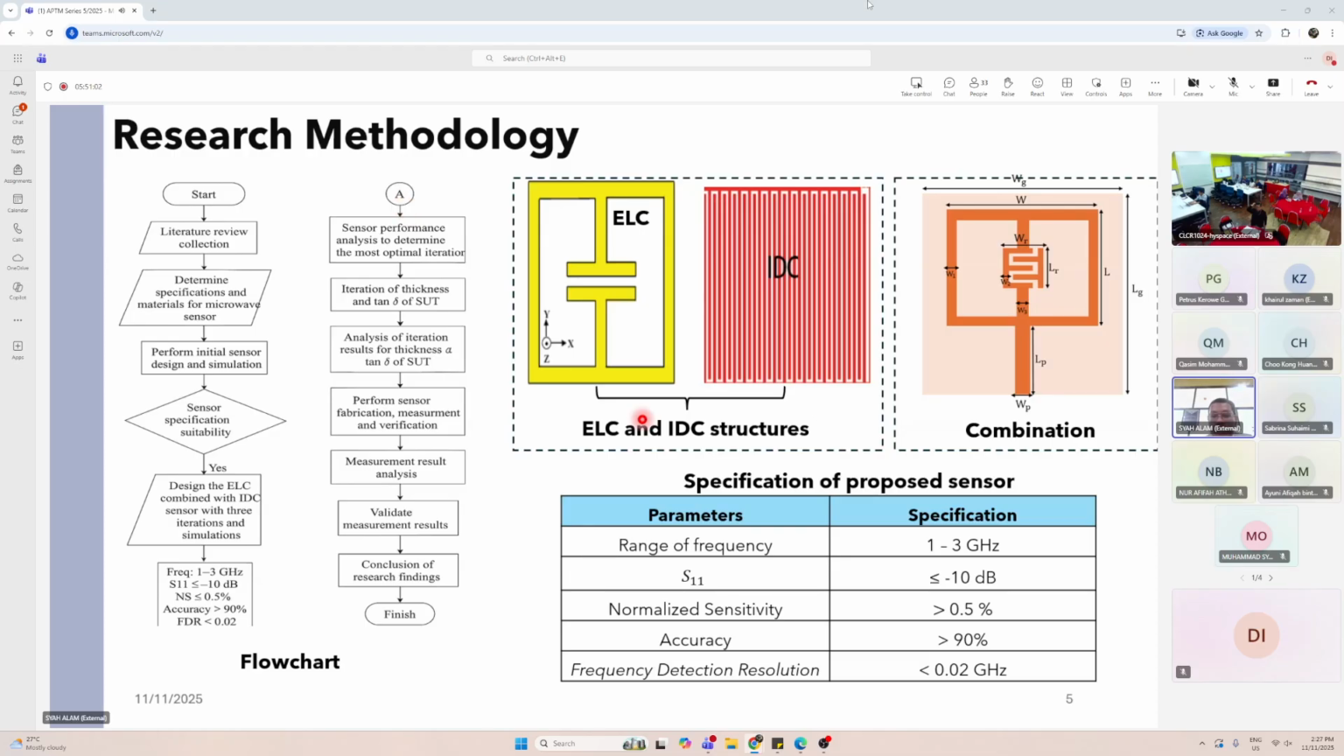And this is the structure of our sensor, the combination between ELC and IDC. If we can see here, this is the ELC structure. For the sensing area, we use the IDC structure to enhance the electric field of the microwave sensor. And this is the specification of the proposed sensor. Frequency range 1 until gigahertz, scattering parameter S11 below minus 10 dB, normal sensitivity above 0.5%, accuracy above 90%, and frequency detection resolution about 0.02 gigahertz.